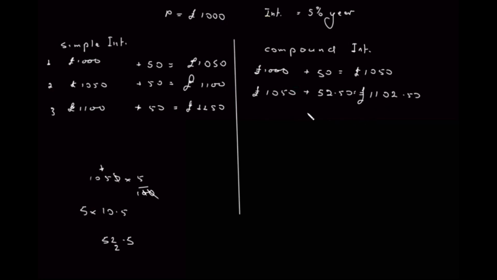So the next year we have this bit here, 1102.50, and we add to that 5% of this. See, so this amount here would be greater than that. That's how these interests work.